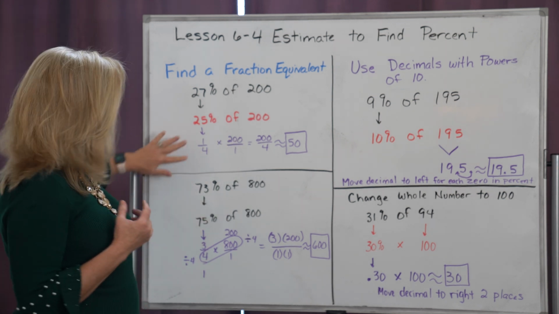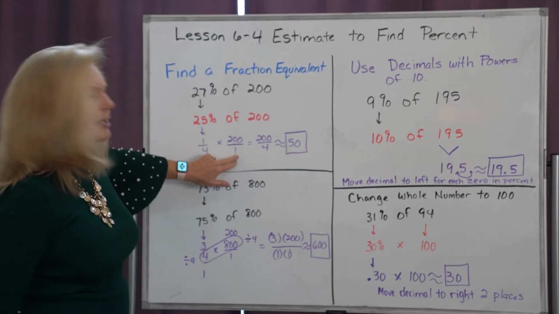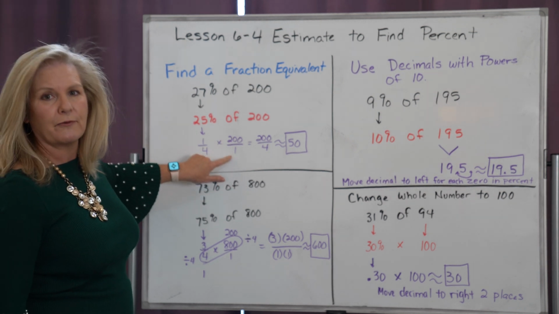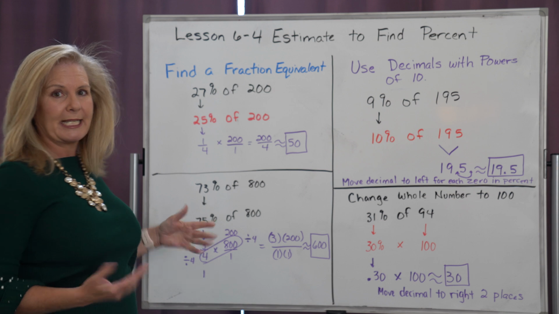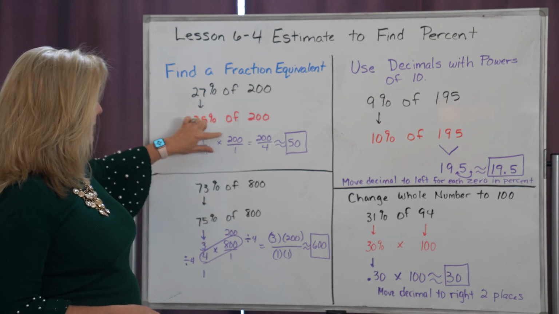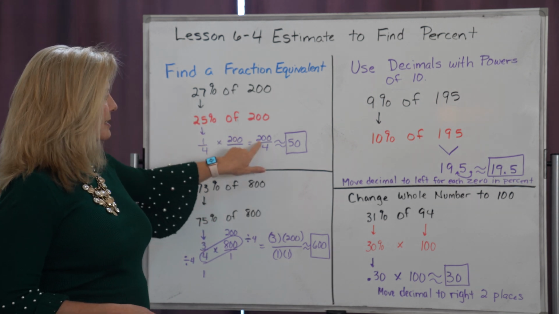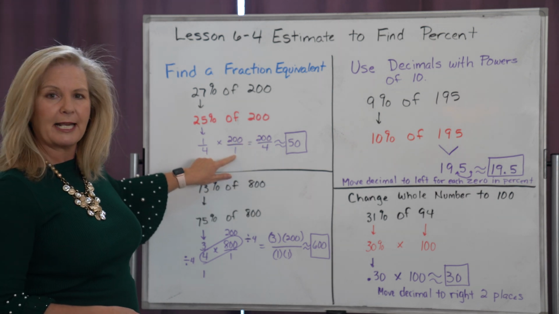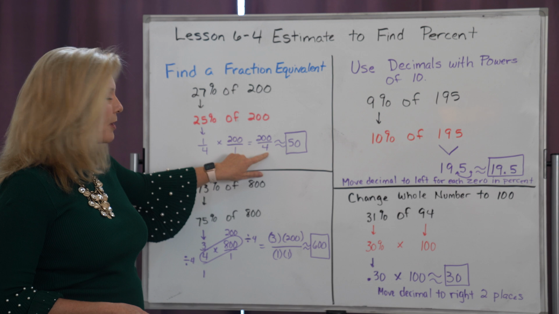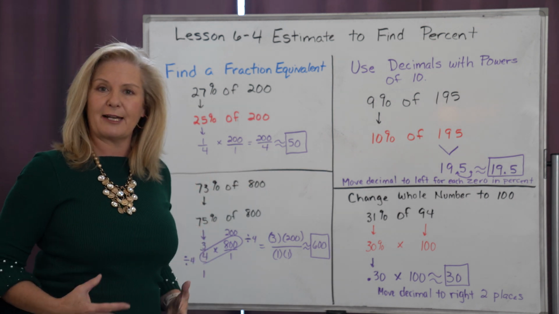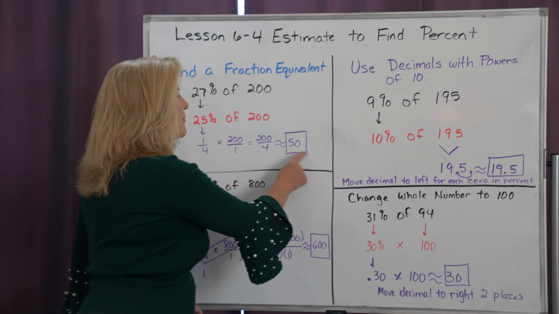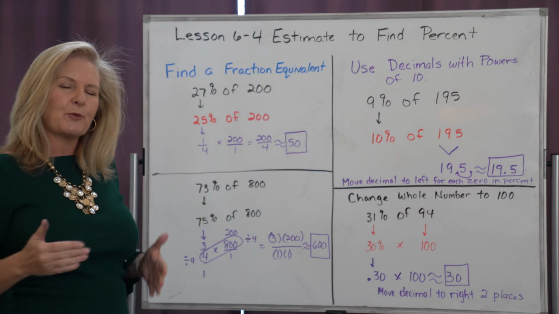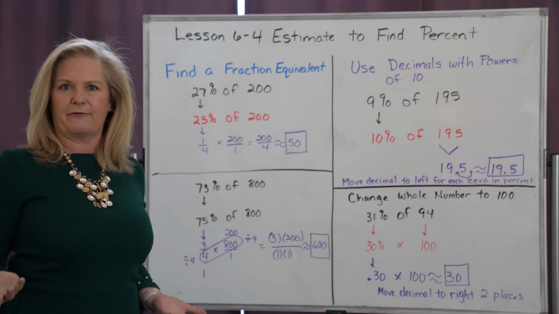But because I have a fraction on this side, I'm going to make a fraction on this side. And so I'm going to put that 200 over 1. Now it becomes pretty easy because it's just a numerator times a numerator. So 1 times 200 is 200, and it's denominator times denominator. 4 times 1 is 4. So 200 divided by 4 is about 50. So a good estimate of 27% of 200 is about 50.